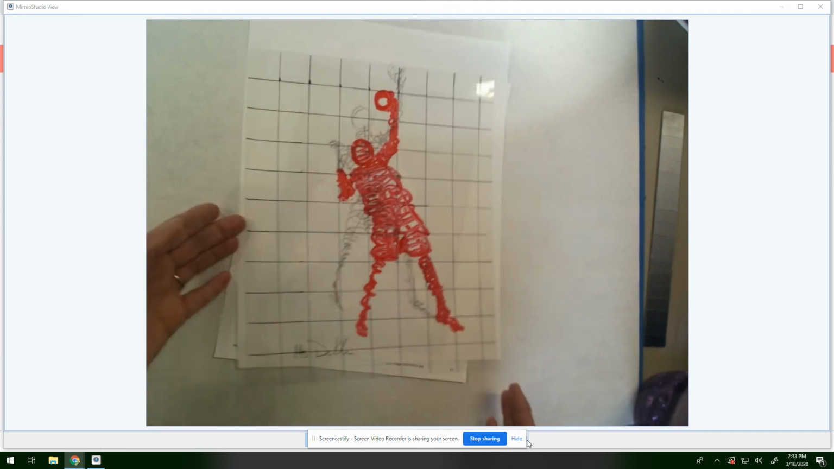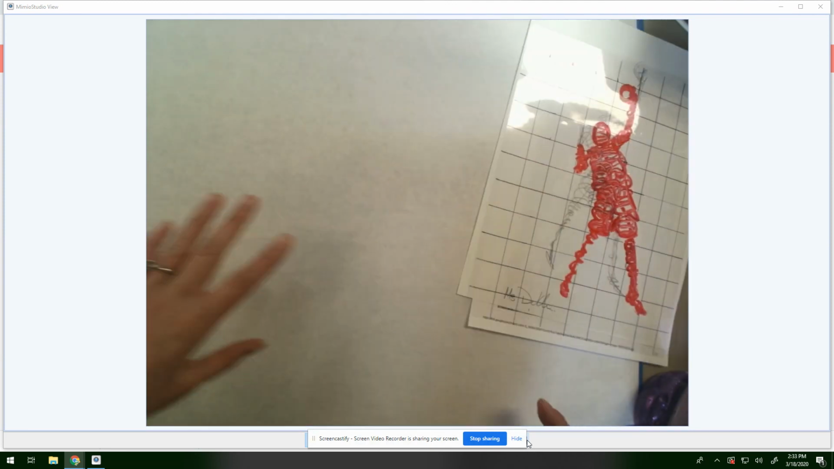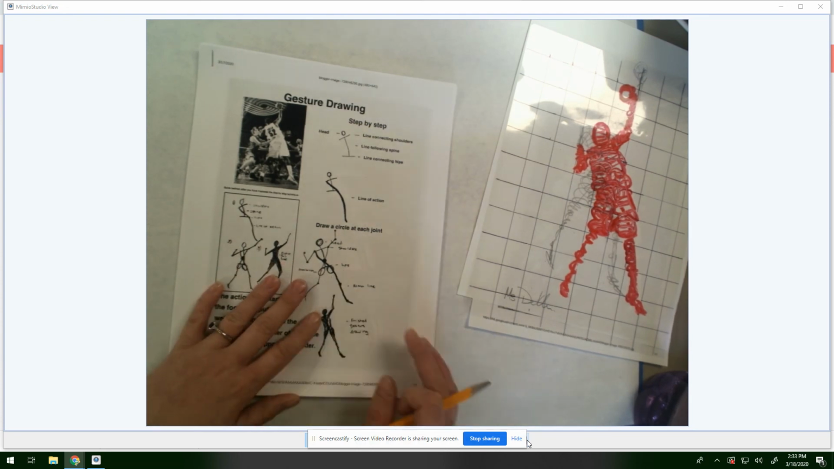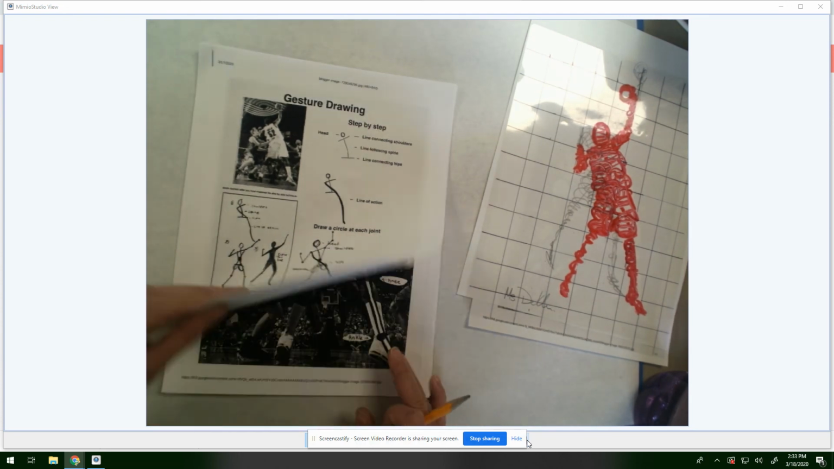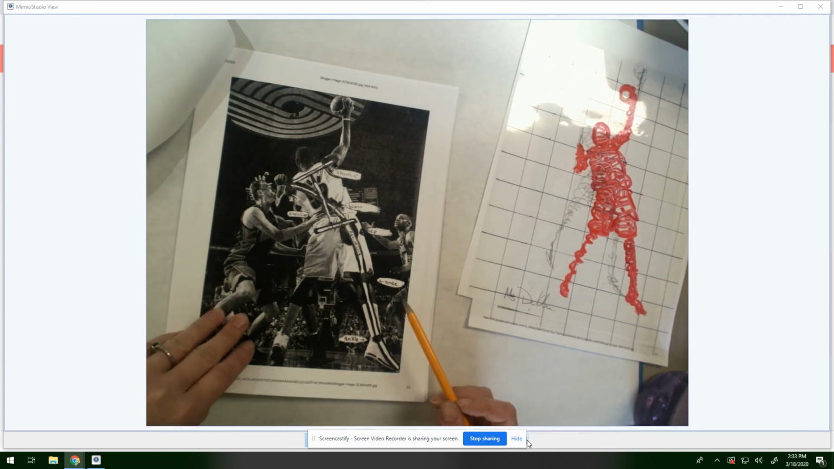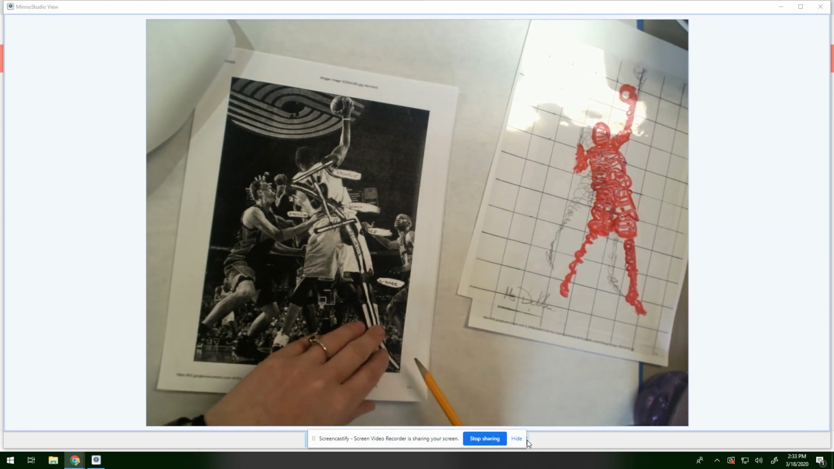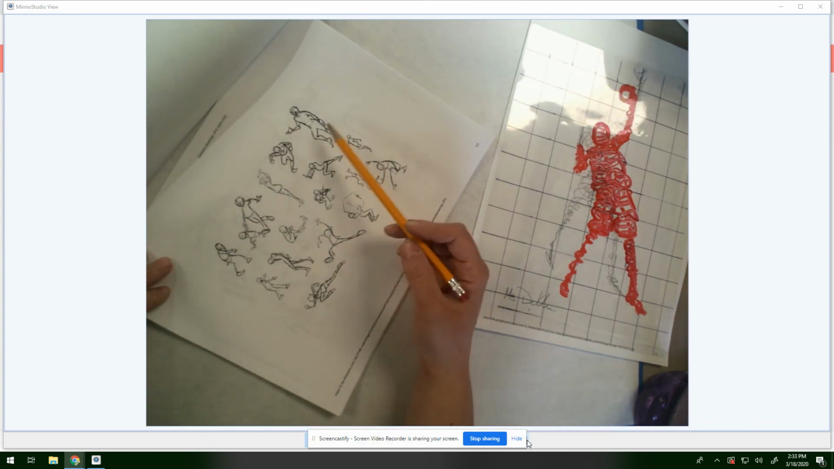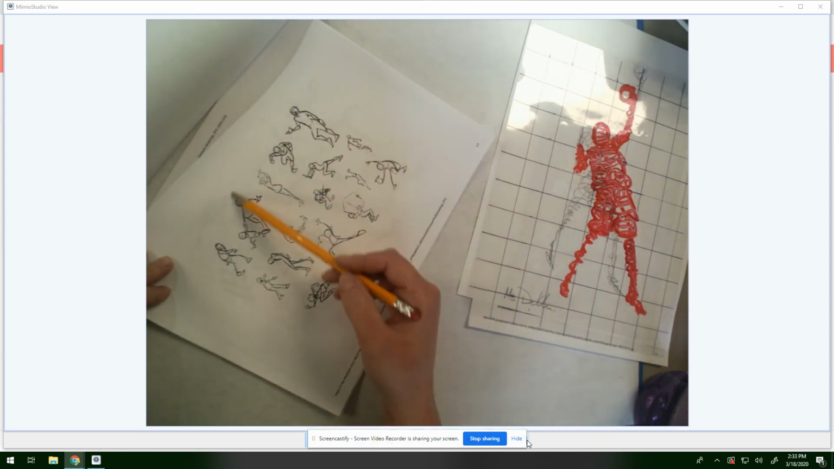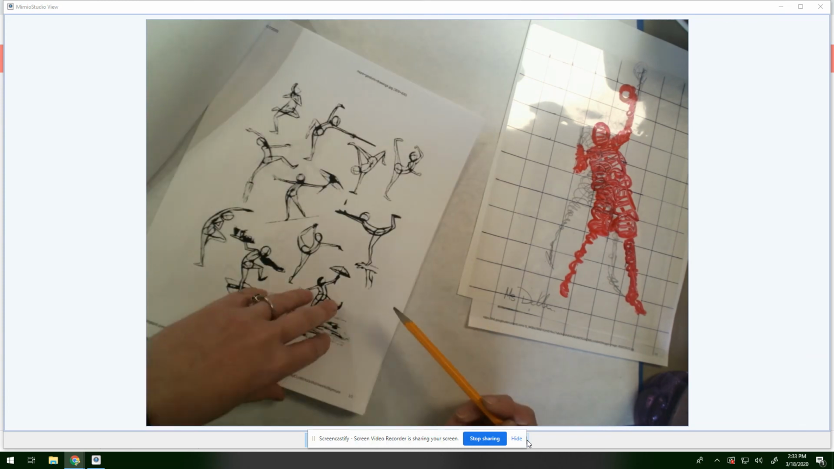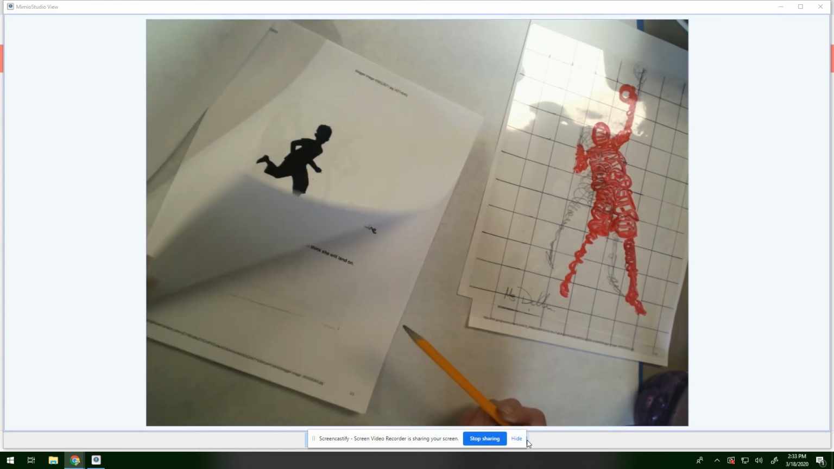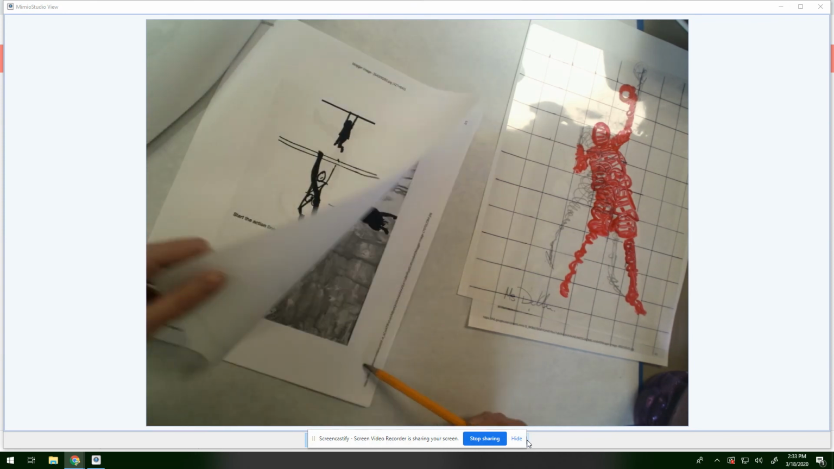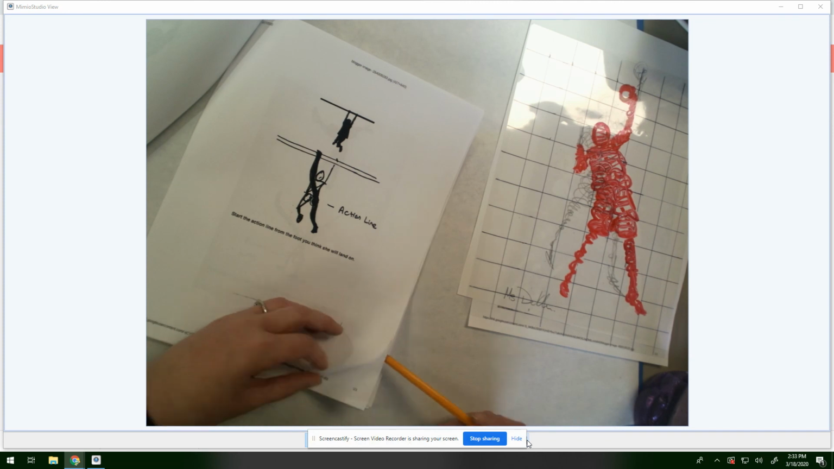Another helpful thing is if you get stuck with figure drawing or any of the assignments, I want you to know that in this packet I have a variety of different examples to help you out with finding the line of action. Also, what do gestures look like? This is one of our projects that we're going to be working on, newsprint, and a variety of different people in motion, so that you can get an idea of what that should look like.